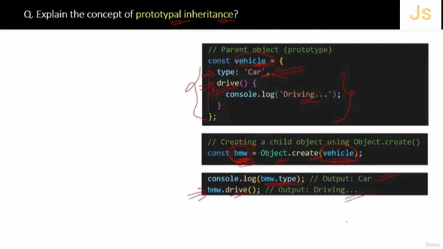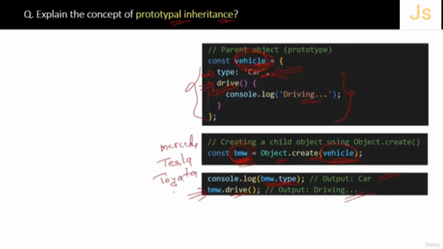So the benefit is you can keep all the common properties and functions in a base class like a car, and through prototypal inheritance you can then create other objects like Mercedes, Tesla, Toyota, etc., because all these objects will have the same type car, right? And the same drive method.